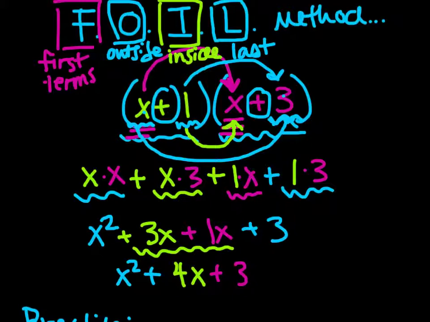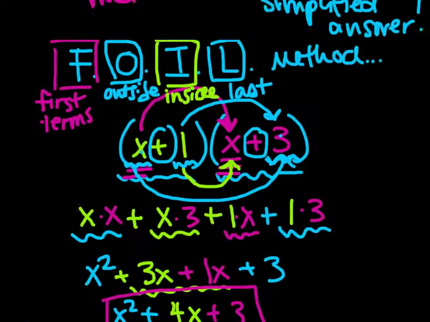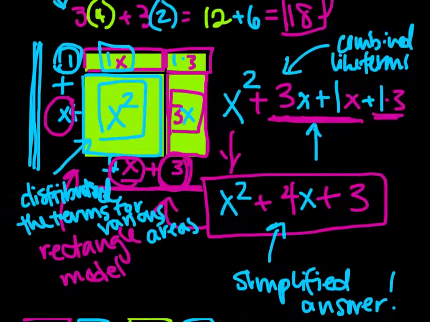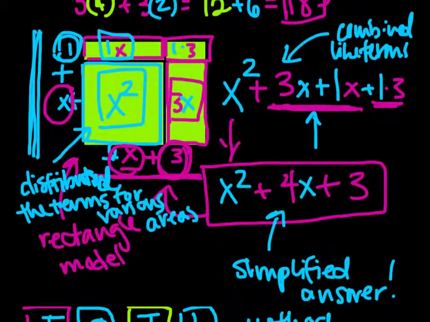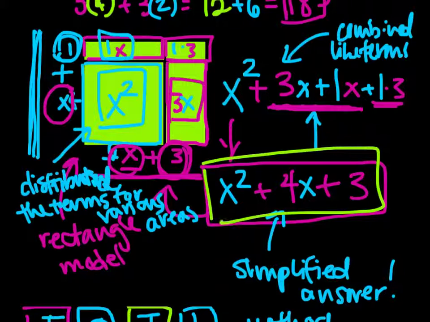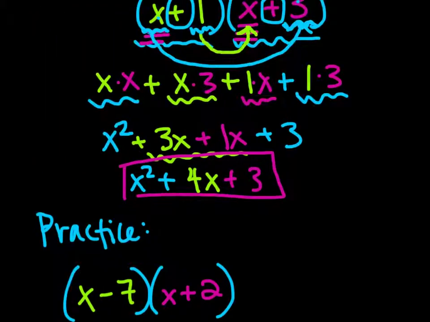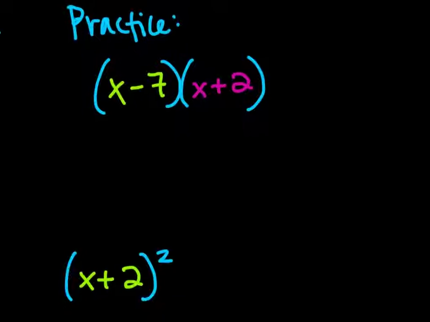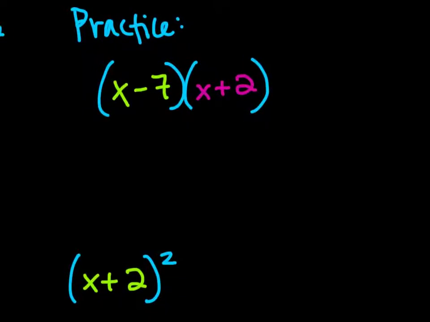So this method, if you notice here, we ended up getting the exact same answer as we did here with our area equation. So you can essentially find the area of a rectangle in 2 different ways now. Let's try 2 practice problems and then I'll let you go. So here's a practice problem. We have x minus 7 times x plus 2. We are going to use the FOIL method.